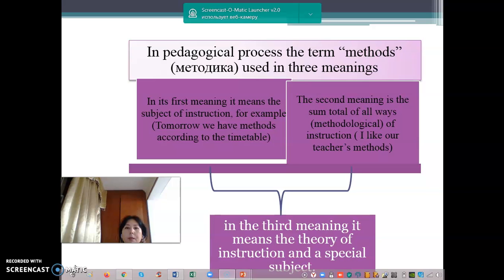In its first meaning, it means the subject of instruction. For example, tomorrow we have methods according to the timetable. The second meaning is the sum total of all methodological ways of instruction. I like our teachers' methods. In the third meaning, it means the theory of instruction and a special subject.